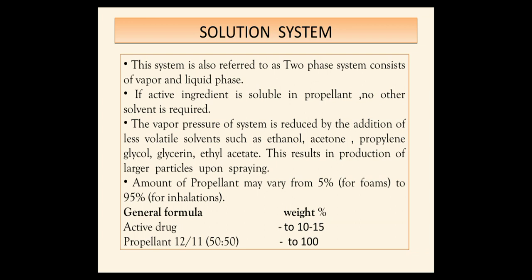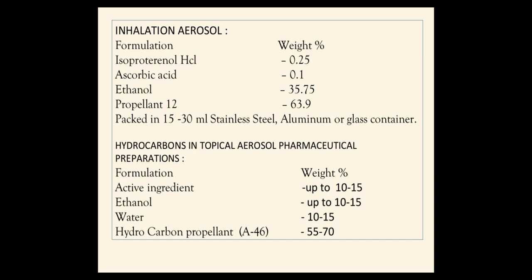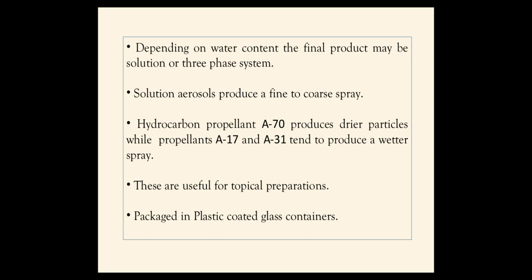And here is the example of the formula. The active ingredient we need is 10 to 15% and the rest is the propellant. Here are the various formulas for the aerosol: inhalation aerosol and topical aerosol. Depending on the water content, the final product may be a solution or a three-phase system. Solution aerosols produce a fine to coarse spray. Hydrocarbon propellant A70 reduces the dry particle, while propellants E17 and A31 tend to produce a wet spray.